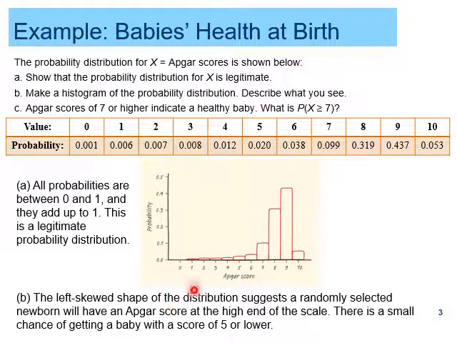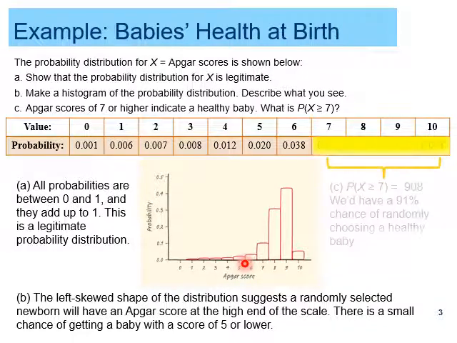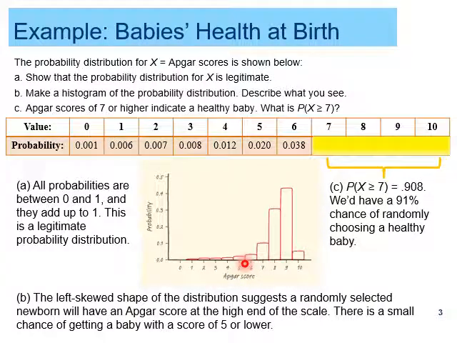Here we made this histogram, and the left-skewed shape of the distribution suggests a randomly selected newborn will have an Apgar score at the high end of the scale. There is a small chance of getting a baby with a score of 5 or lower, because we can see that this model is skewed, and these values are much higher in number than these. Now it's asking about Apgar scores of 7 or higher. So we add the probabilities, get 0.908, and we would have a 91% chance of randomly choosing a healthy baby.